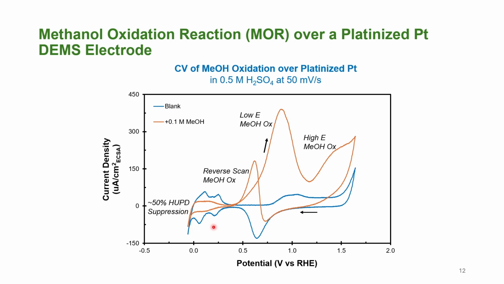Now HUPD is suppressed by roughly 50% because we have methanol dehydrogenation onto the platinum surface. And then at roughly 0.5 volts versus RHE, we see the onset of this wave here, known as the low potential methanol oxidation wave. It reaches a maxima, and then at these higher potentials, it actually decreases. And then we see another onset of methanol oxidation here, which is known as the high potential methanol oxidation wave, until we reach OER. And then we can reverse it, and we see platinum oxidation again with a reverse scan methanol oxidation as well.